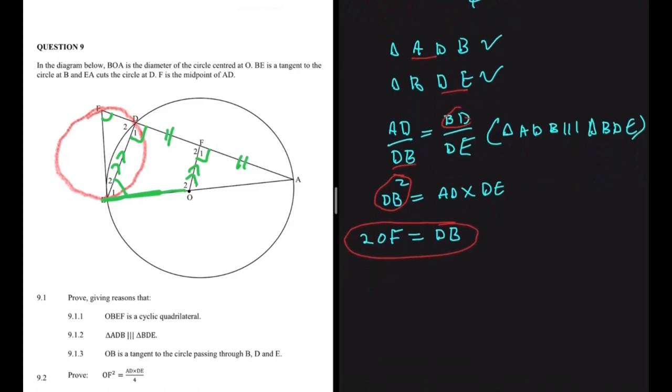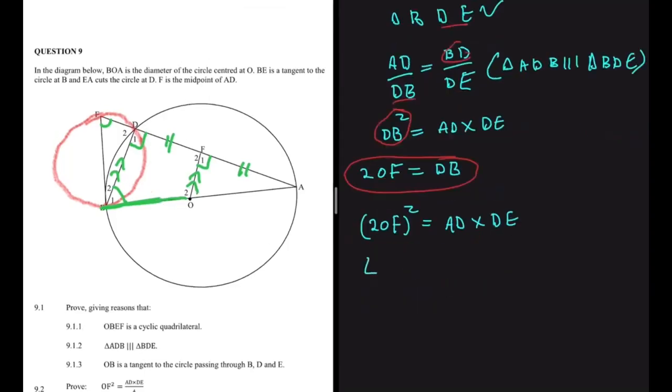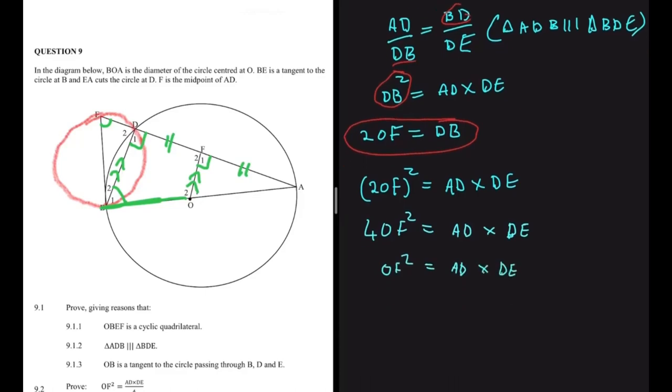So if we substitute that back in our equation, we're going to get 2OF squared being equal to AD multiplied by DE. So it should be easy to see now that we're going to get 4OF squared is equal to AD multiplied by DE. So now we're dividing both sides by 4, right? If we do that, we get OF squared is equal to AD multiplied by DE, and then everything divided by 4.